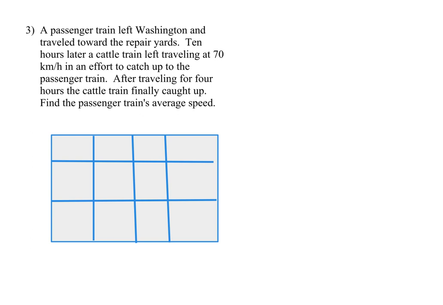So we're going to figure out what we have. We have same direction. They are catching up, which means what am I going to do with those distances? Set them equal to each other. We have 2 types of trains, so I will typically label those just as such, a passenger train and a cattle train.